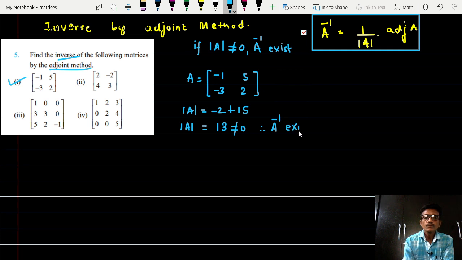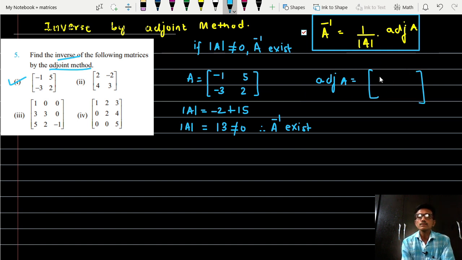Now we find the adjoint of this, as we did in the previous video. The adjoint of a 2 by 2 matrix is given by interchanging the diagonal elements and simply changing the sign of the non-diagonal elements. So the diagonal elements we will interchange, so this will be -5, plus 3. This is the adjoint of the matrix.